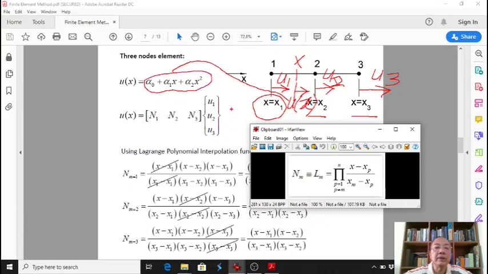Okay, we have a procedure to find alpha 0, alpha 1, and alpha 2 as I explained just now. And finally we get u(x) equal to n1, the shape function, times u1, plus n2 u2, plus n3 u3. Okay, so we can use the Lagrange polynomial interpolation function again to find n1, n2, and n3.